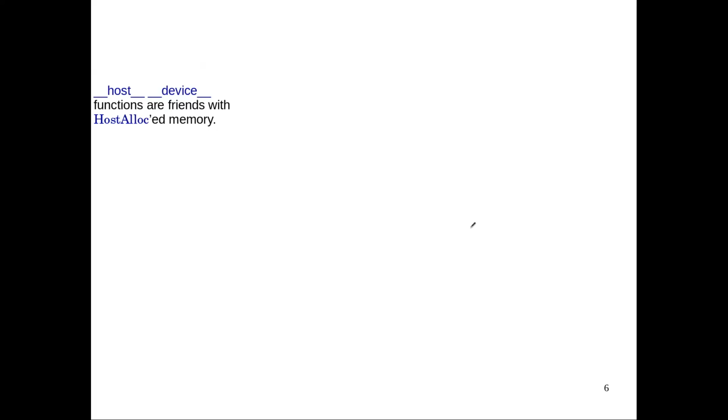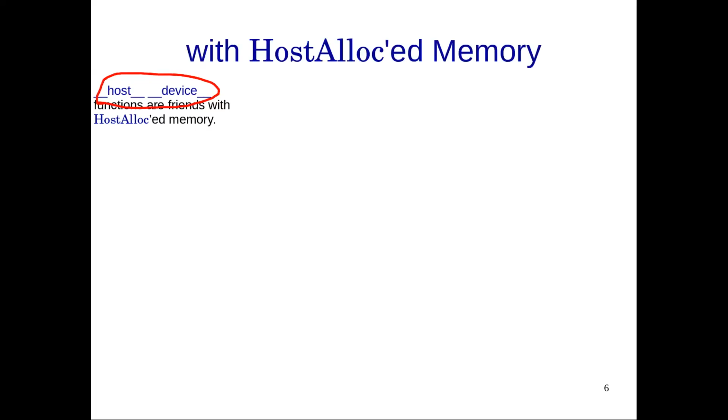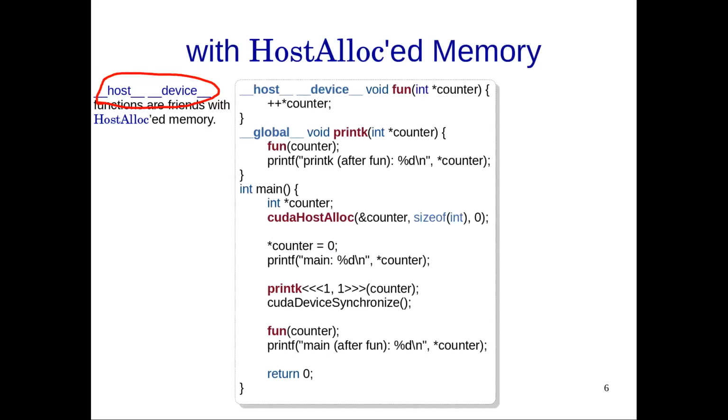Okay, so these host device functions that I was talking about are going to be possible to run on both CPU and GPU, so ideally they should be using a memory which is accessible from both sides. If I am using CUDA memory, I cannot use a host function for that. If I am using a regular global variable, I cannot use a device function for that. So I need some memory which is going to be accessible from both ends, and that is called HostAlloc'ed memory. Okay? So how do we create a HostAlloc'ed memory?